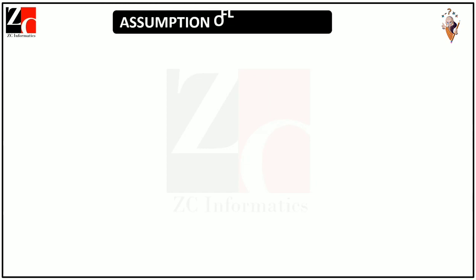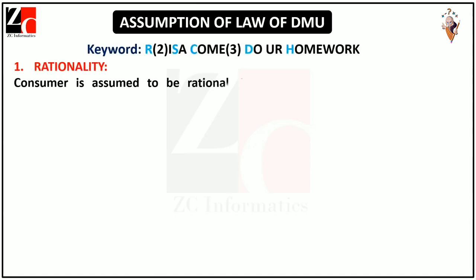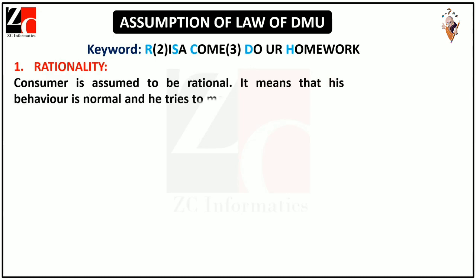Assumptions of the law of DMU. Keywords are given above. Kindly refer to the same. Point number 1. Rationality. The consumer is assumed to be rational. It means that his behavior is normal and he tries to maximize his satisfaction.